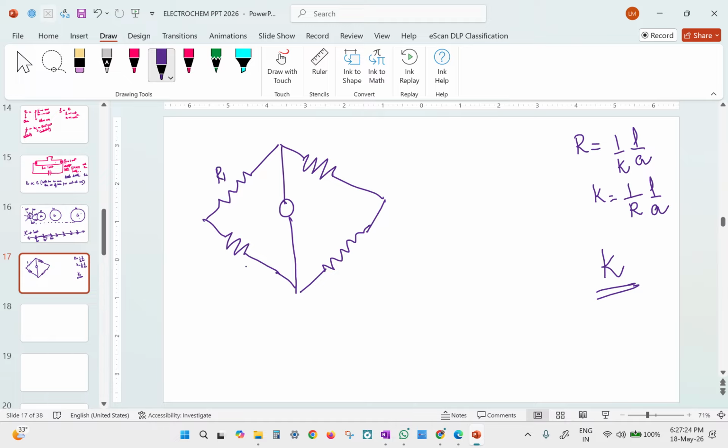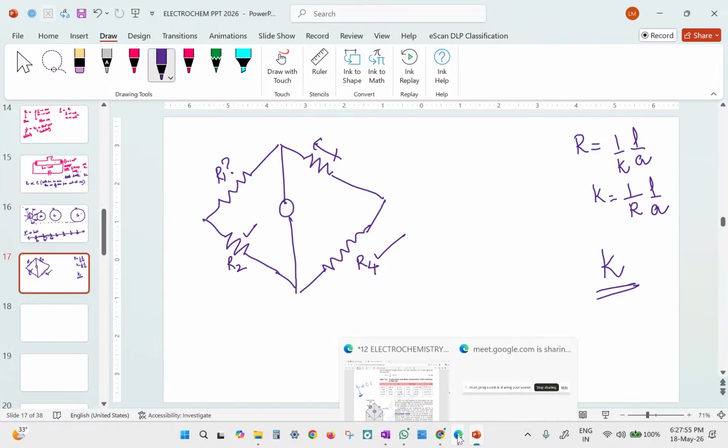Assume that this is R1, this is R2, this is R3, and this is R4. Supposing I know R3, I know R4, I know R2, and I don't know R1. What will I do? I'll take a rheostat and connect it here. When I connect a rheostat, the symbolic representation is something like this. Am I right? Yes, ma'am. The arrow should point downward.